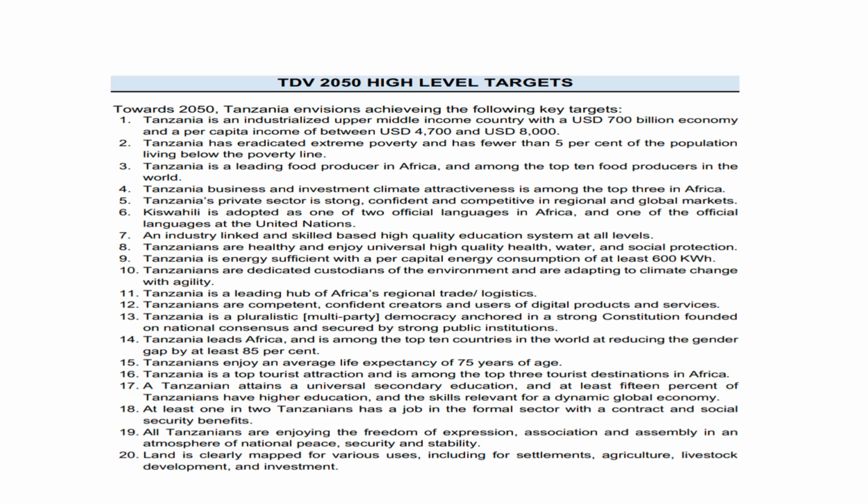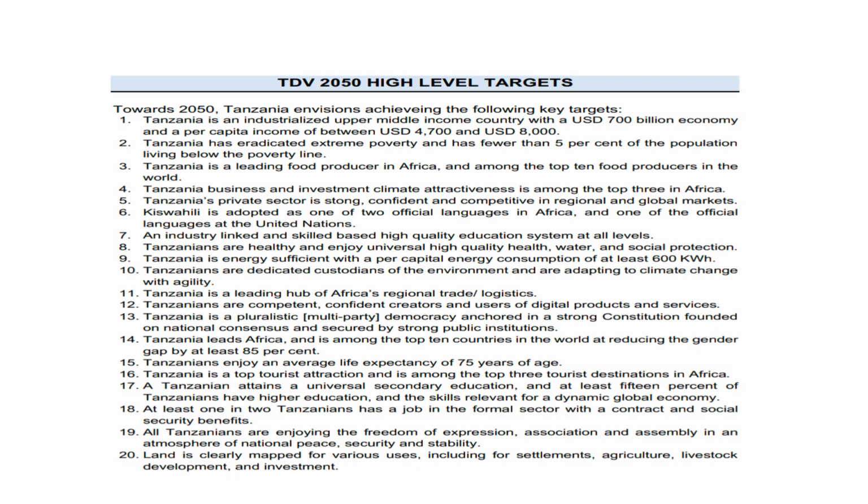And then Tanzania's private sector is strong, confident, and competitive in regional and global markets. Number 6, Kiswahili is adopted as one of the 2 official languages in Africa and one of the official languages in the United Nations. Number 7, an industry-linked and skills-based high-quality education system at all levels. Number 8, Tanzanians are healthy and enjoy universal high-quality health, water, and social protection. Number 9, Tanzania is energy sufficient with per capita energy consumption of at least 600 kilowatts.